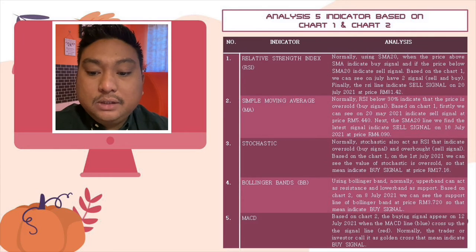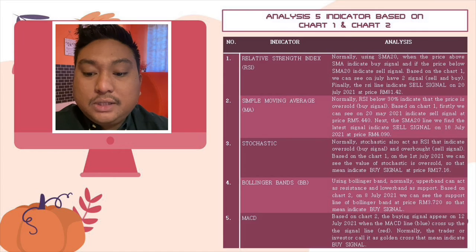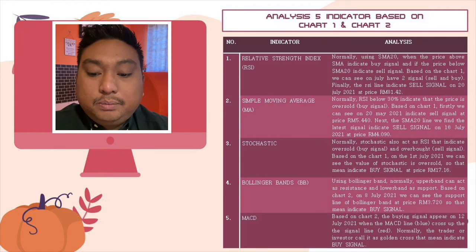Using Bollinger Bands, normally the upper band can act as a resistance and the lower band as a support. Based on chart 2, on 8 July 2021, we can see the support line of the Bollinger Band at a price of 3.720 ringgit Malaysia. So that indicates a buy signal.